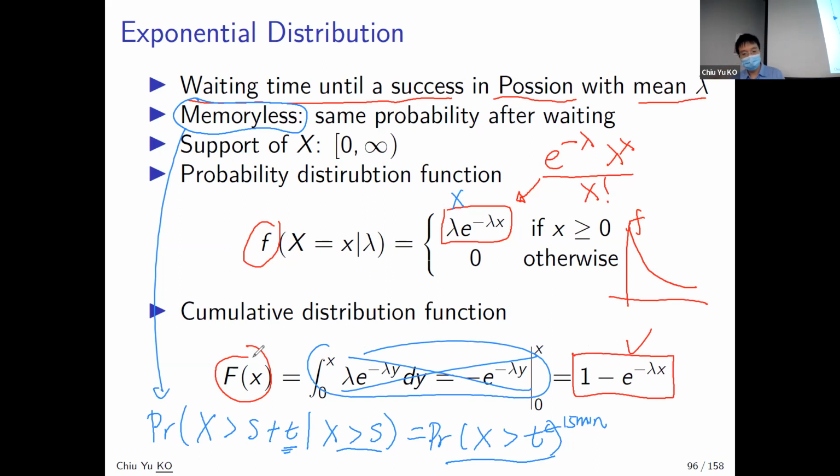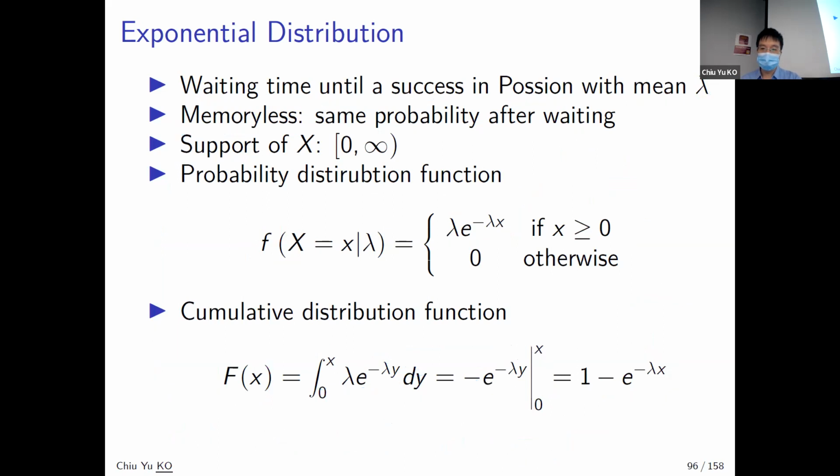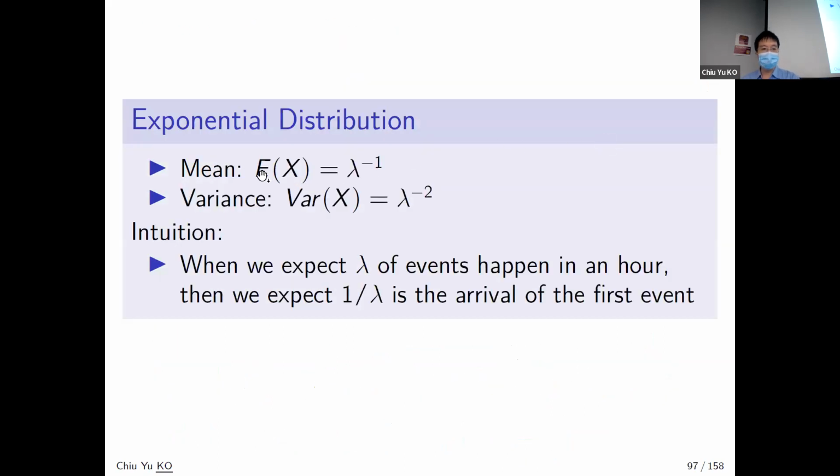1 minus e raised to the power negative lambda x. And do note that the lambda is coming from the Poisson. In the Poisson, lambda is how many things would happen in that period of time. And it turns out this lambda is related to the mean.